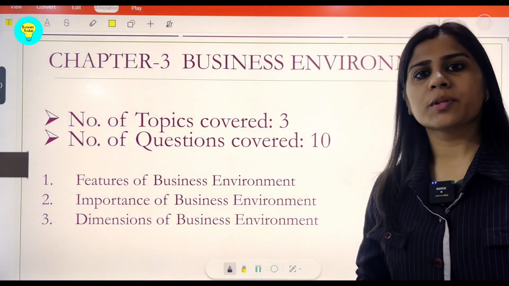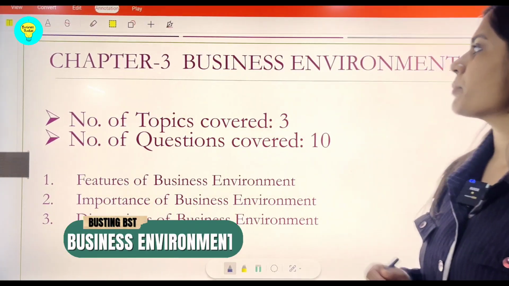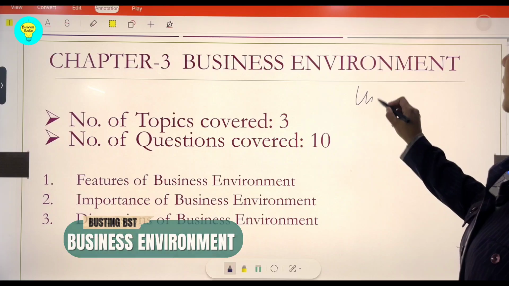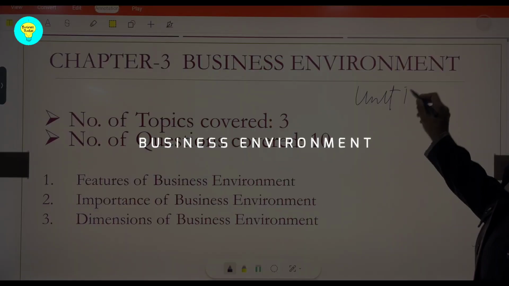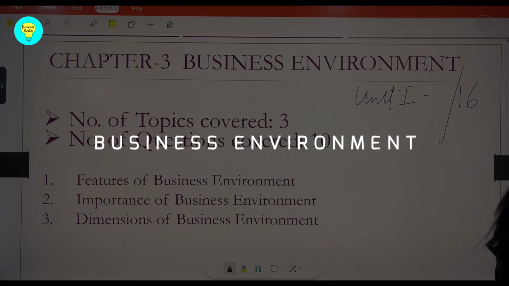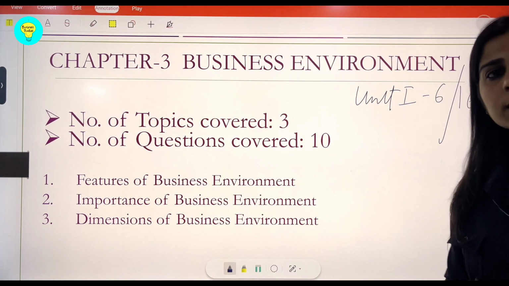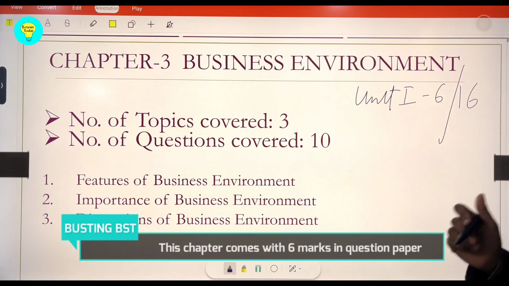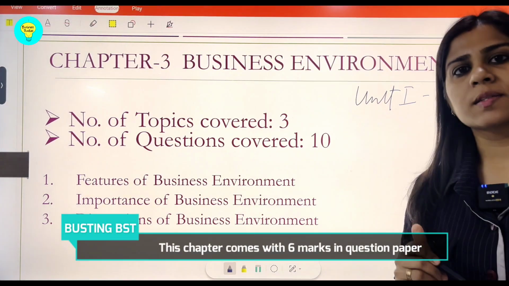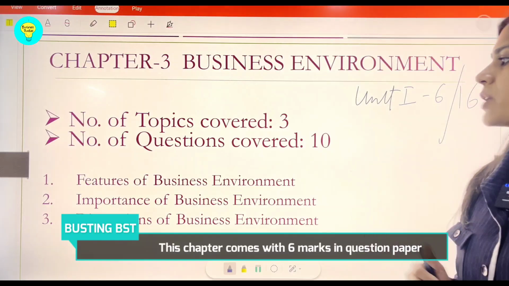Welcome back, students, to the third chapter of your book, that is Business Environment, and the last chapter in Unit 1, which was total of 16 marks. And if we talk about the weightage of this particular chapter, it's around 6 out of these 16 marks. And in this year's sample paper itself, a 6 4-mark and 2 1-markers have been asked from this chapter.